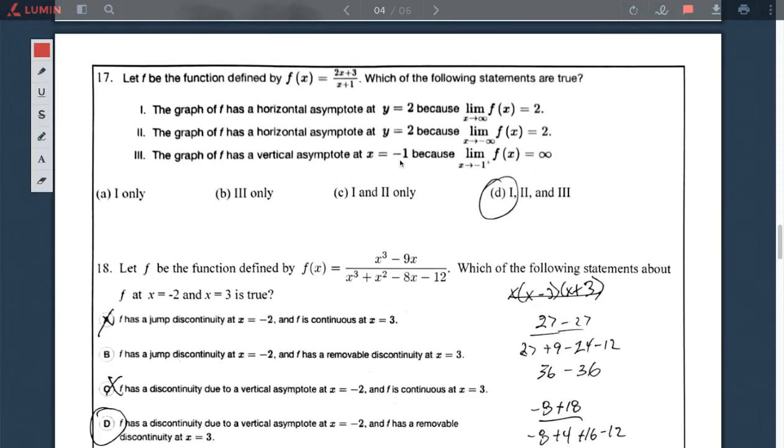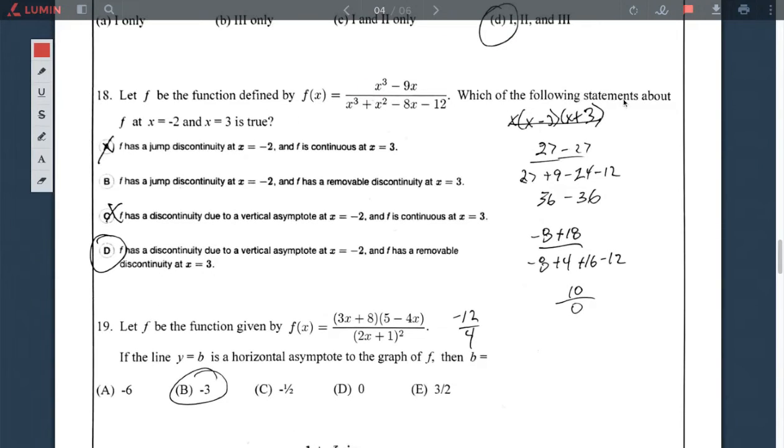Vertical asymptote at x equals -1. -1 does make the bottom 0. It does not make the top 0, so it is a vertical asymptote. And it says because x approaches -1 from the right and we're headed towards infinity. Remember, if it's a vertical asymptote, then you can only go to infinity or negative infinity. So in this case, -1 from the right says it's going to infinity, so that verifies it is a vertical asymptote. So we like all 3 of these choices.